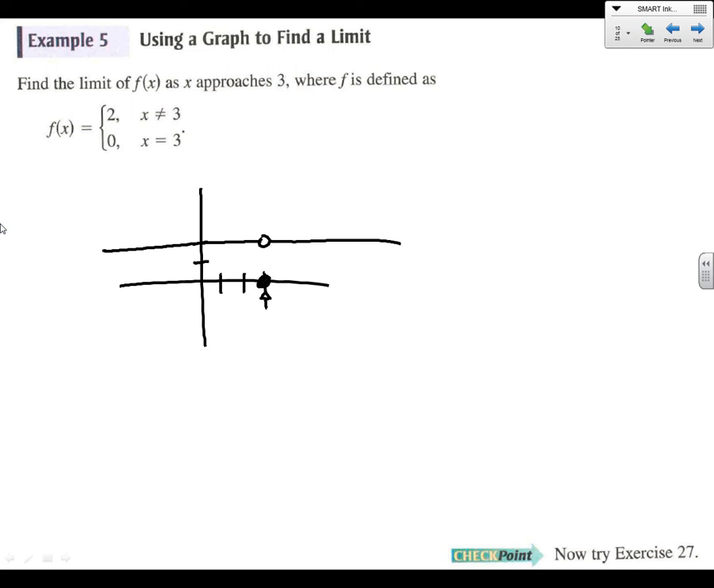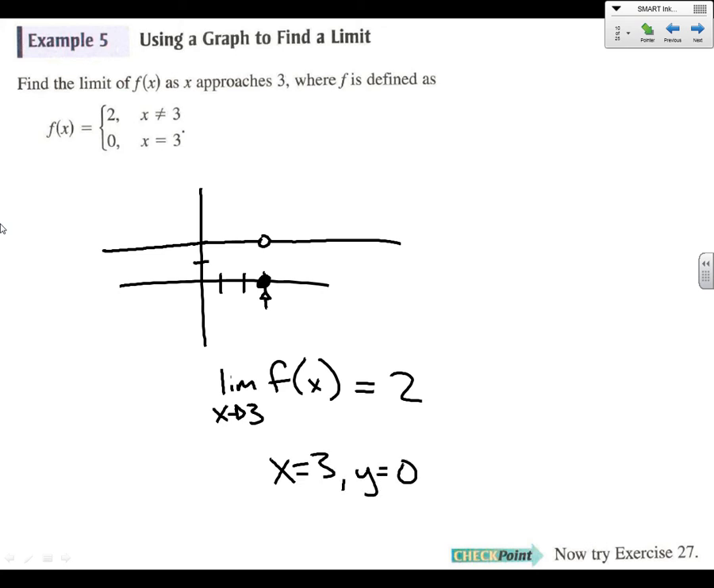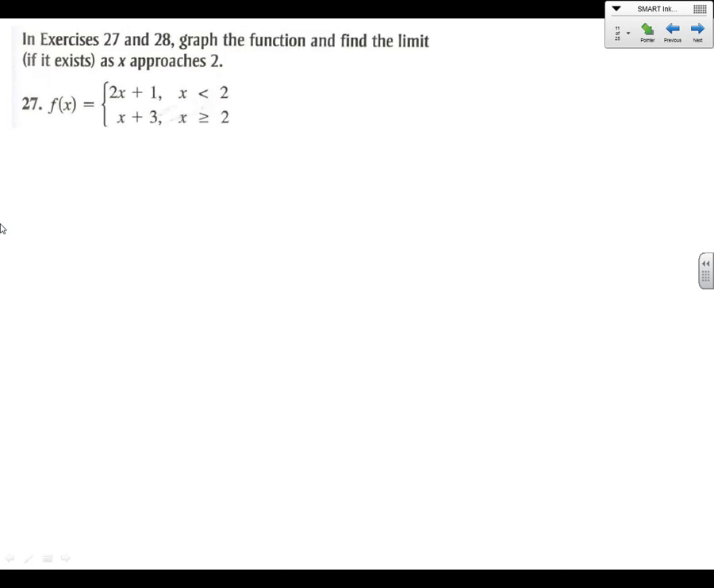So what's the limit as x approaches 3 of that function? Just write f of x instead of rewriting it. The answer here is 2. Even though when x equals 3, y equals 0, the limit means as we get close, the y value is 2. So the limit value is going to be 2. See if you can use the same thinking for 27.